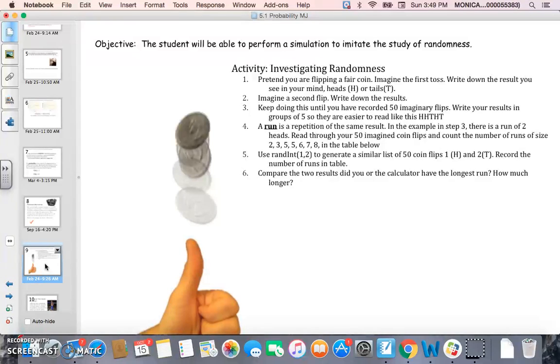Then you're going to use your graphing calculator, and you're going to go to Math, PRB, select 5, which is randInt, and you're going to type in 1 comma 2, because 1 is going to simulate heads and 2 is going to be tails. Then you're going to generate a similar list of 50 coin flips and record every 5 again, and record the number of runs in the table. So now compare the two results, the calculator being totally random: which one has the longer run, and how much longer was the run?